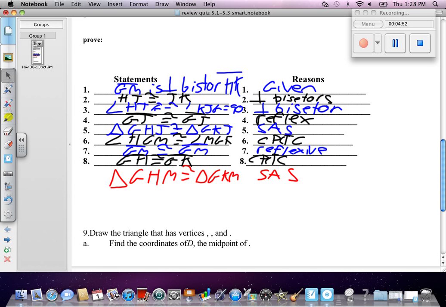So I had to prove one triangle is congruent to another triangle, then use CPCTC to prove that the triangles I want are congruent to each other. What is the reason for number 8? GH is congruent to GK, and the reason is CPCTC.